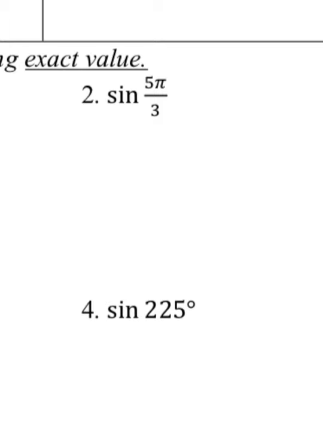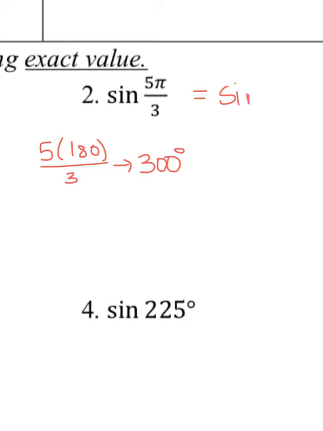So the sine of 5 pi over 3. 5 pi over 3 radians, I have to figure out how many degrees that is. So I would do 5 times 180, replace the pi with 180, and that gives me 300 degrees, right? So the sine of 5 pi over 3 is the same thing as the sine of 300 degrees. If I'm going to keep my calculator in degree mode, I can then just type in sine 300 degrees.